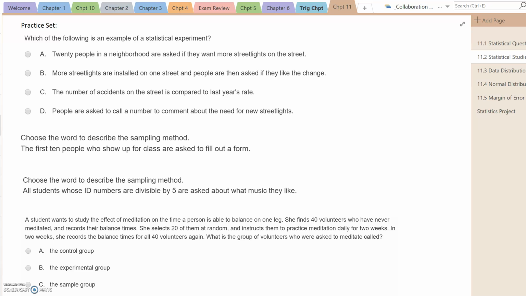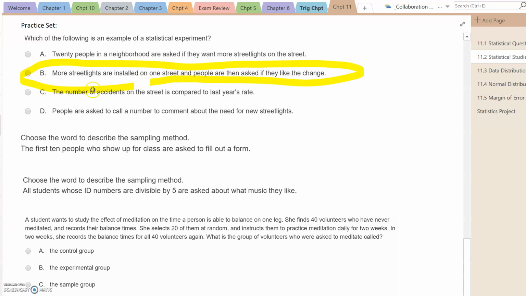Part A, 20 people in a neighborhood are asked if they want more streetlights on a street. That is a voluntary sample, so not an experiment. So I would say B here is an experiment. More streetlights are installed on one street, and people are asked if they like the change. We changed something about one group, right? One street got more lights, the other street stayed the same, and we asked people what they thought about that.